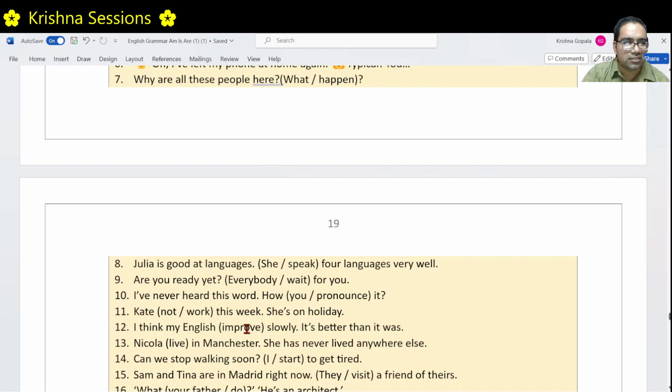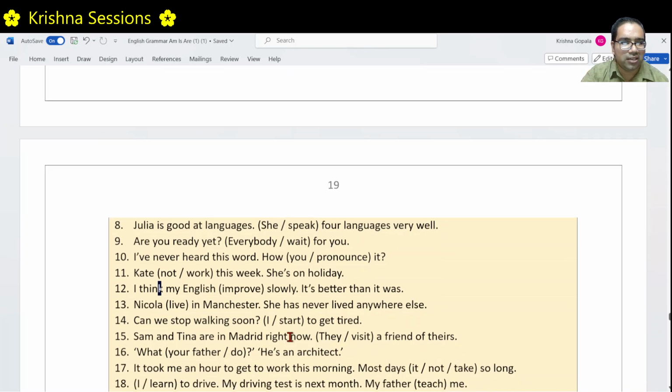I think my English improves slowly. It is better than it was. That means it is also at the time of speaking. Earlier it was not great. Now it is improving. So I think my English is improving slowly.